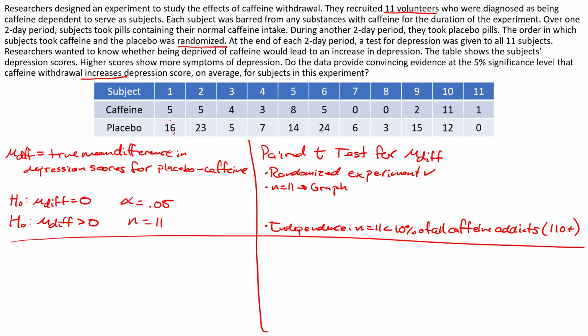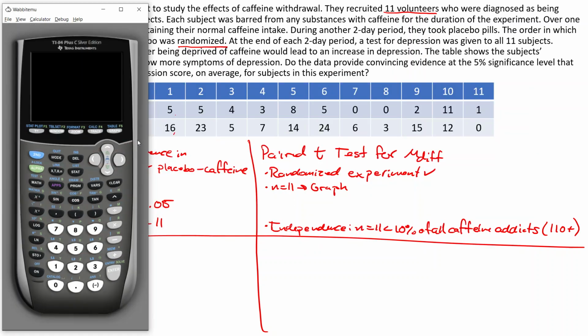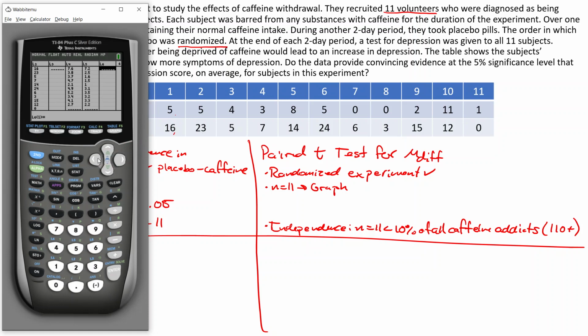So now we need to look at the graph, and we need to put these two in lists. So let's take a look at the calculator. Here's my calculator, and I've already got them in here somewhere. All right, so L1 looks like our caffeine. Yep, there's our caffeine, and my 11's right. That was what was messed up in the last video, the 11 was in as a 1. And here's the placebo, and the placebo is bigger.